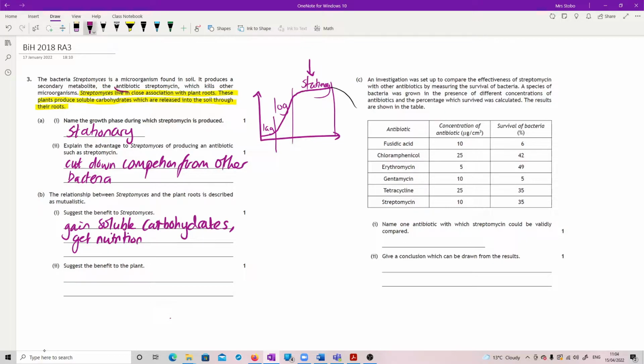Okay, suggest the benefit to the plant. Well, that's got to be about the antibiotic streptomycin. This basically, for the plant, hopefully removes something which could be a pathogen to it. It gets rid of bacteria and other things.